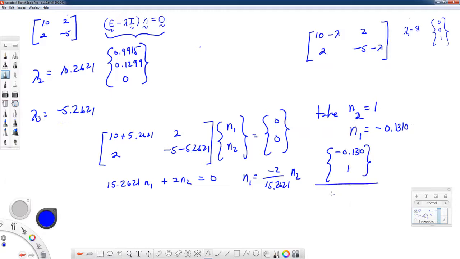I need to find the magnitude of that. So I'm going to take this and divide it by the square root of the sum of the squares, minus 0.1310 quantity squared plus 1 squared. And when I do that, I get, for the two-dimensional vector, 0.1299 and 0.9915.